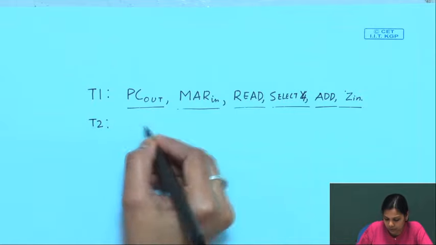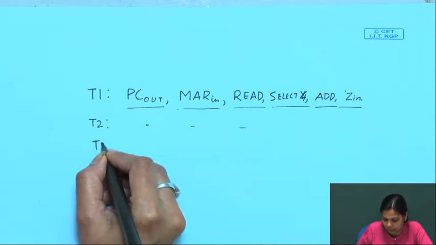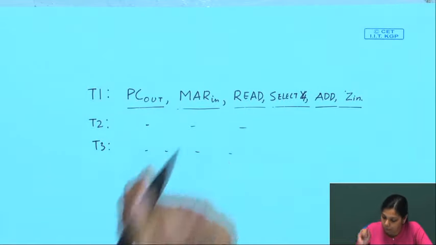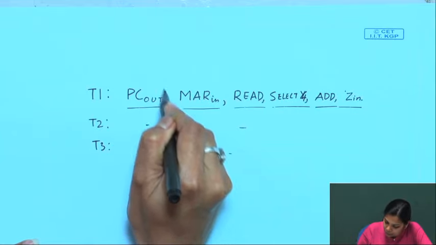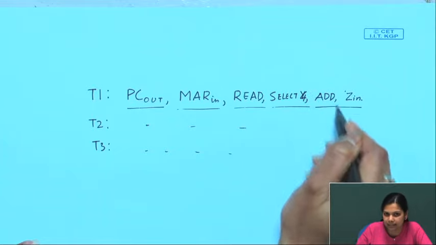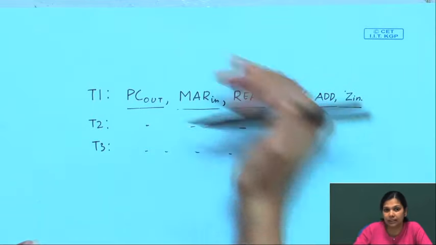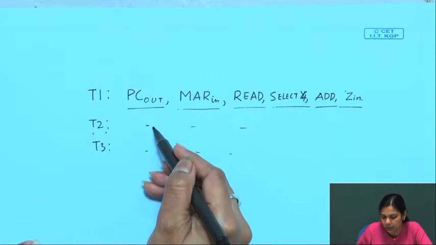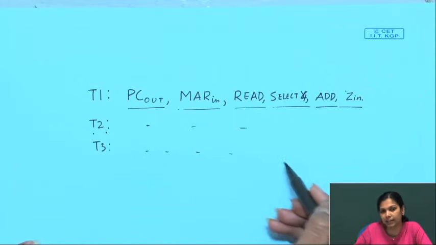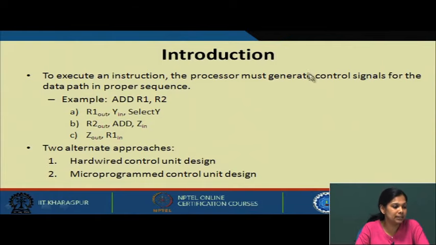Similarly, in step 2, some more instructions. Step 3, some more instructions, and so on. So, the point is, at T1, we need PC out, MAR in, read, select 4, add and Z in. These signals must be generated in a proper sequence. Then, in T2, we require another set of signals. At T3, we require another set. So, the processor must generate the control signals for the data path in proper sequence for execution. We will be looking into two approaches: one is hardwired control unit design, another is microprogrammed control unit design.